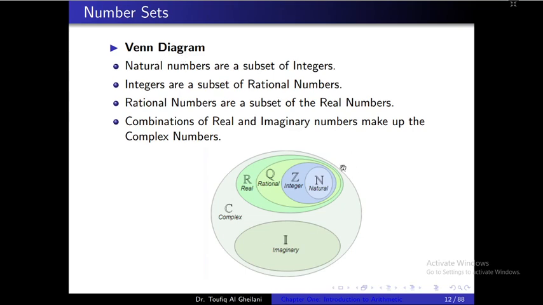Venn diagram. This is a Venn diagram. We can see here the natural numbers are a subset of integers, and also natural numbers and integers are both subsets of rational numbers. And also rational numbers, integers and natural numbers are subsets of real numbers, and all real numbers are a subset of complex numbers.